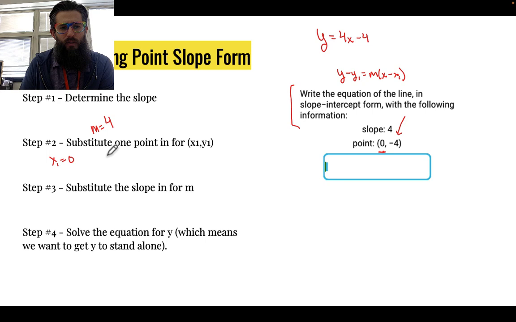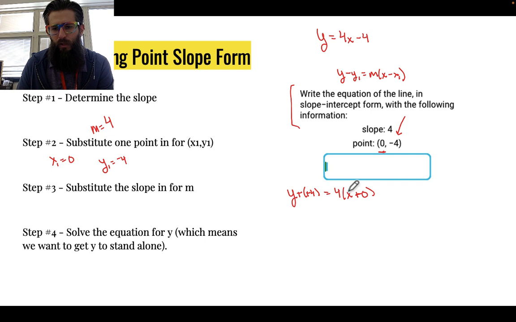In this case, x1 is 0, y1 is going to be negative 4. And then what we can do is take our equation, y minus a negative 4 ends up being y plus 4, is equal to 4 times x plus or minus 0. Either way, it ends up being 4 times x.